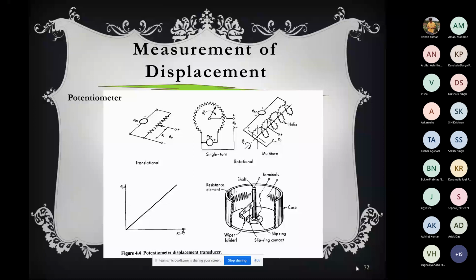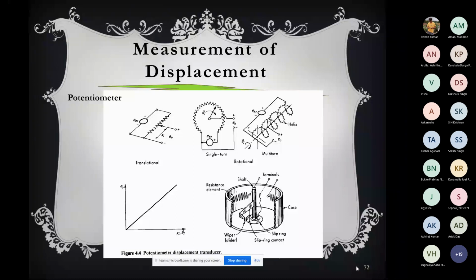We'll read various sensors under displacement sensors and discuss many things, and a few other displacement sensors we will overlook. They are also mentioned in the book by Sahani, but you will see only a few important displacement sensors, because we cannot cover everything.